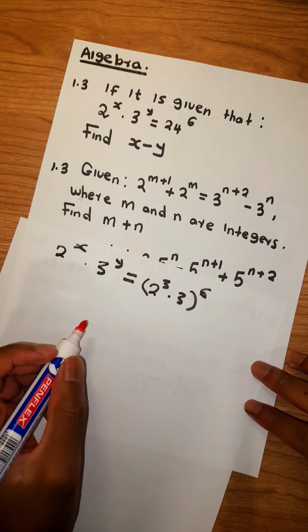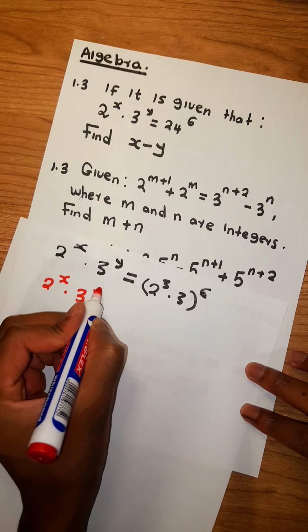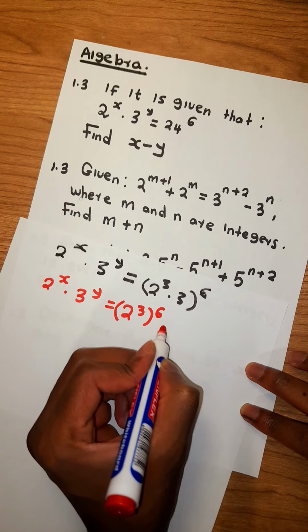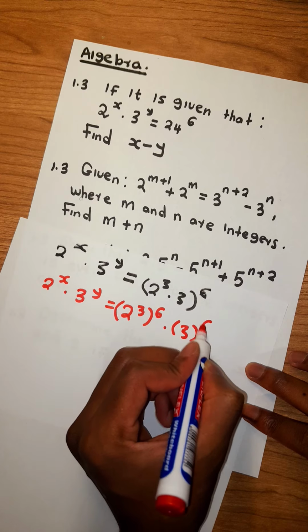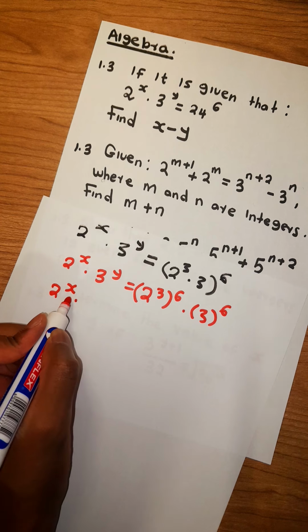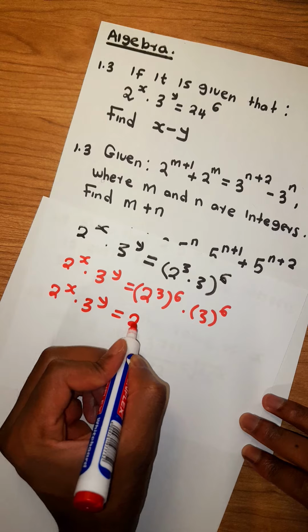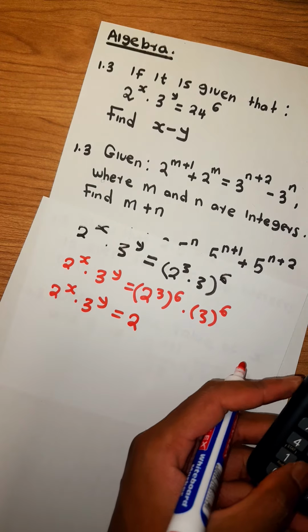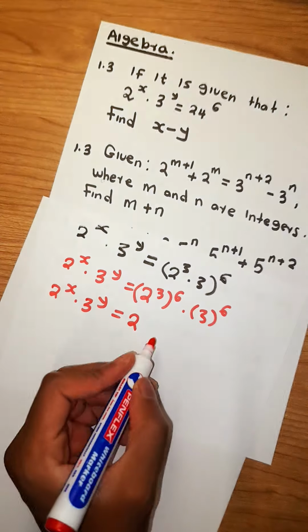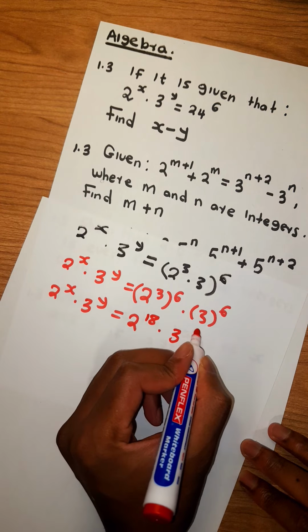Okay, so what do we know from here? We know that 2 to the power x times 3 to the power y equals 2 to the power 3 multiplied by 6 times 3 to the power 6. So what are we going to get? We have 2 to the power x times 3 to the power y, which equals 2 to the power 3 times 6. What is 3 times 6? It's going to be 18. And then 3 to the power 6 is just going to be that.